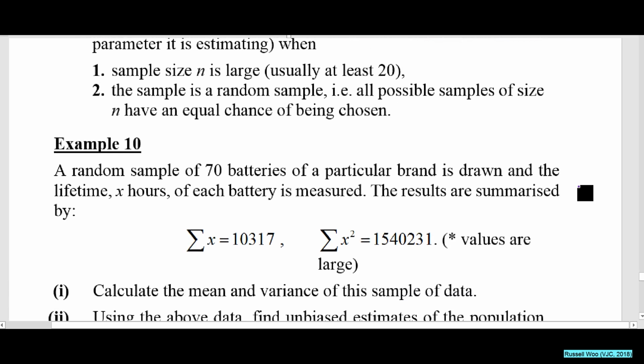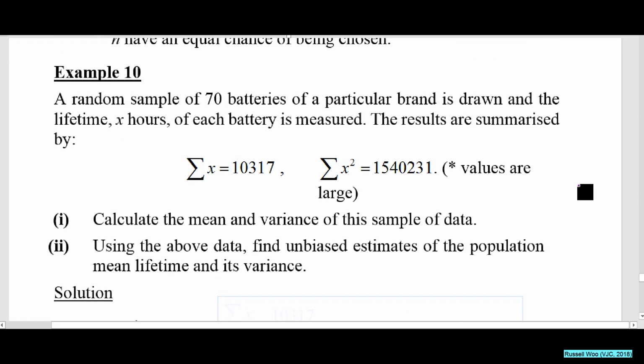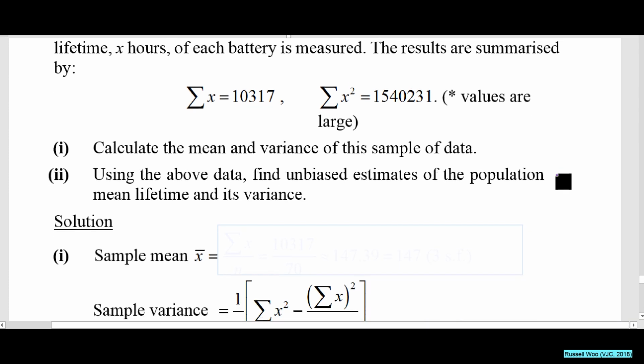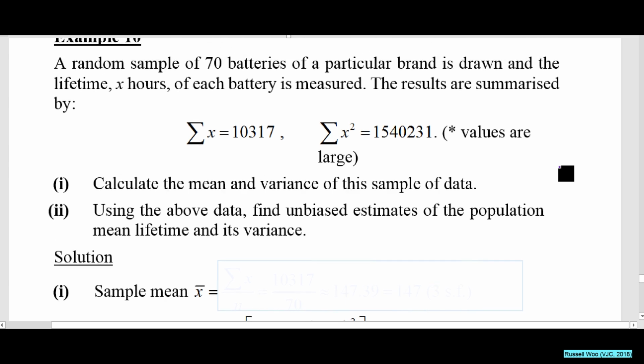Okay, example 10. Let's take a look at example 10 now. You are given a random sample of 70 and the results are summarized as shown. If you notice, the values are very big. Later, I'll come back to this point of the values being big. First question: calculate the mean and variance of this sample of data. Let's interpret the question very carefully. This sample of data, I always like to put it this way, this is the entire population.